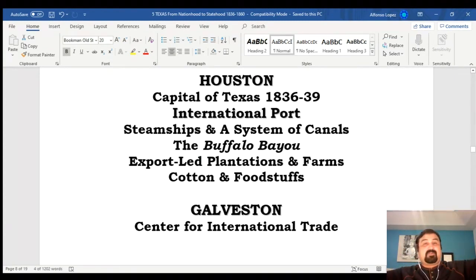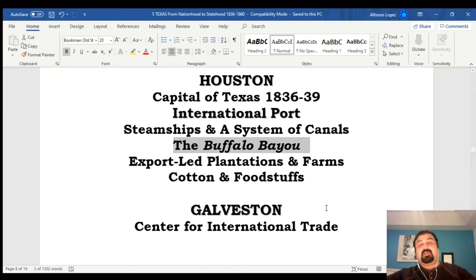Again, when we're looking at this period of time, Houston itself was an international port filled with many different canals where the steamships were used to export the cotton. The system of canals was named the Buffalo Bayou. It's still present even today.